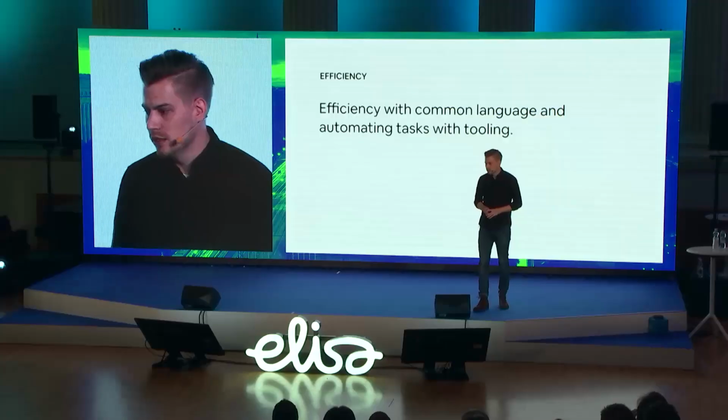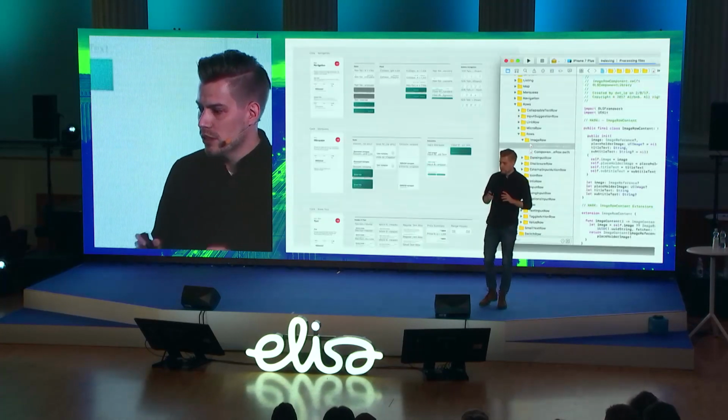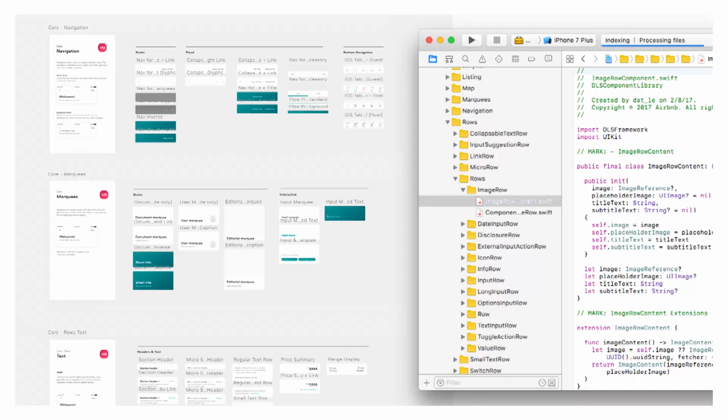The other benefit we have seen is efficiency. I talked about the common language. So we have Sketch files with symbols that the designers can use, and they can find all the components in different categories. They can then build their screens and define new components. And if they're using the existing components, the engineer can find them in their code base, in Xcode, in Android Studio, or in a web editor.